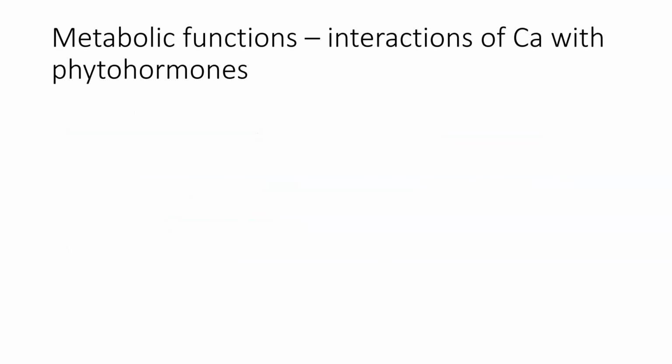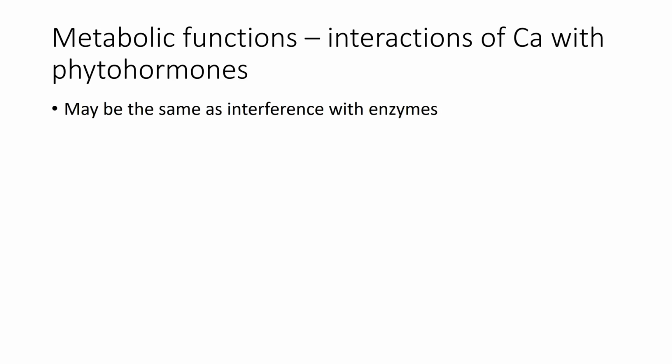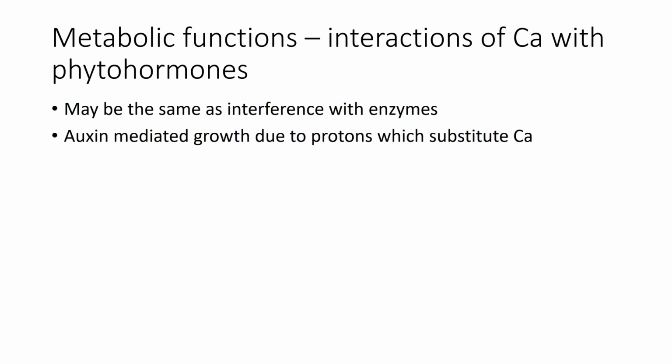Metabolic functions, interactions of calcium with phytohormones. There's question as to whether or not this may not be the same sort of thing as the interference with enzymes. Apparently, there are some reports that you get interaction with phytohormones. Auxin-mediated growth is due to protons, which substitute the calcium. When you've got auxin-mediated growth, and this is going to cause things like epinasty and bending towards the light, you have to have the protons come in. They relieve the calcium of binding the middle lamella.